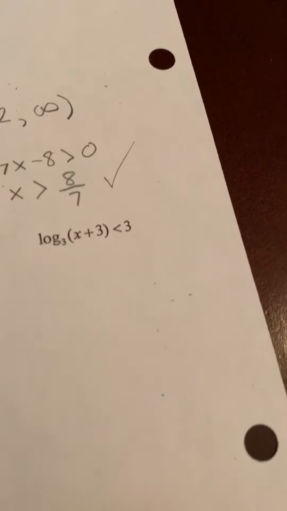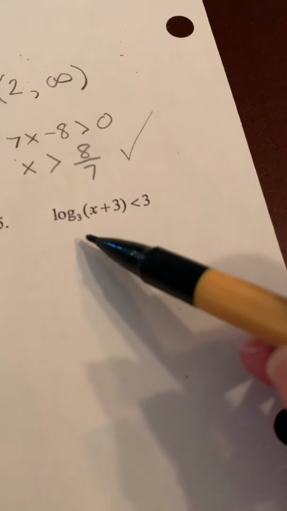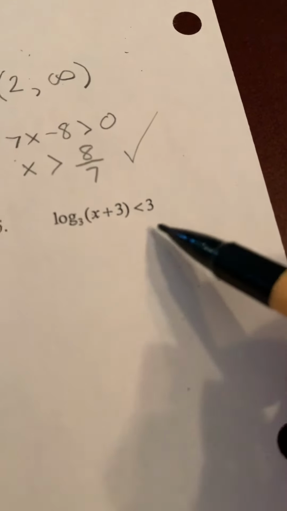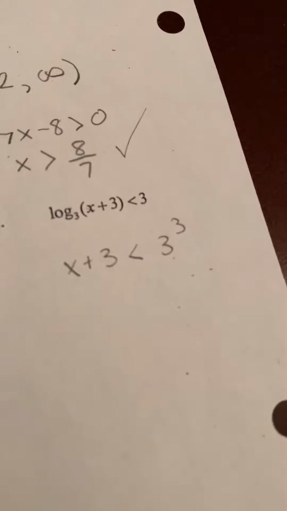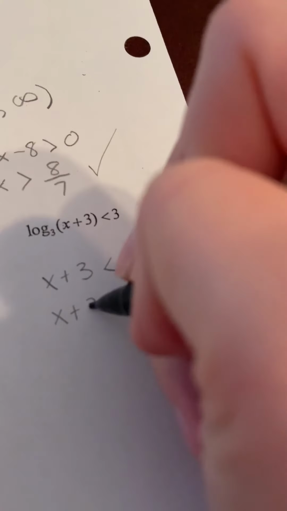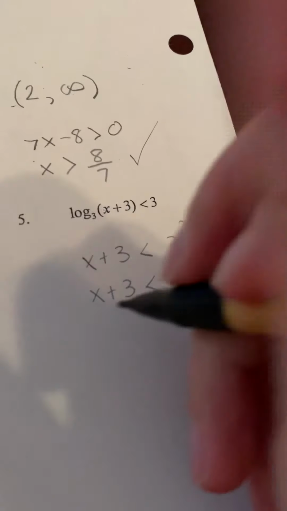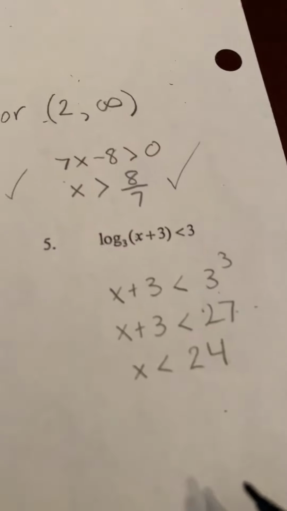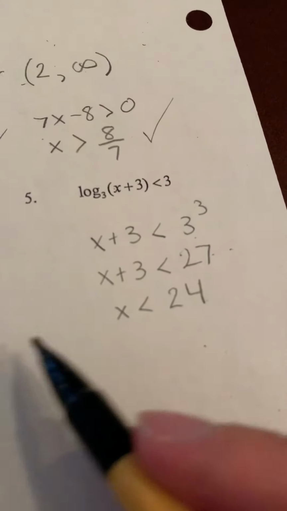All right, and our last one here, we have the log base 3 of x plus 3 is less than 3. So convert to exponential since it is a single logarithm. X plus 3 is less than 3 to the 3rd. That gives me x plus 3 is less than 27. So x is less than 24. Now that would give me negative values, so we have to double check that domain.